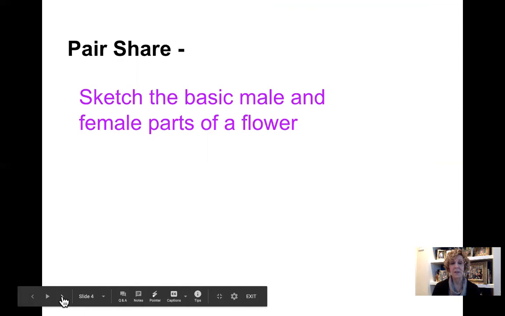So I have a couple of pair shares in this presentation. So if you're with somebody, you can talk about these things back and forth with each other. And if not, you might want to pause the video and make sure that you can sketch a basic male and female parts of a flower and be able to label them.